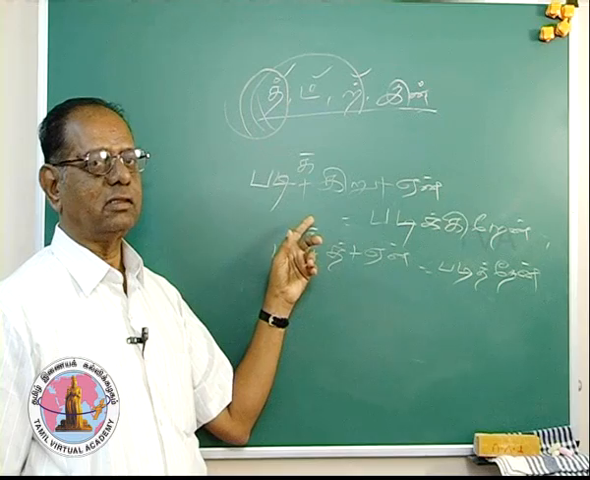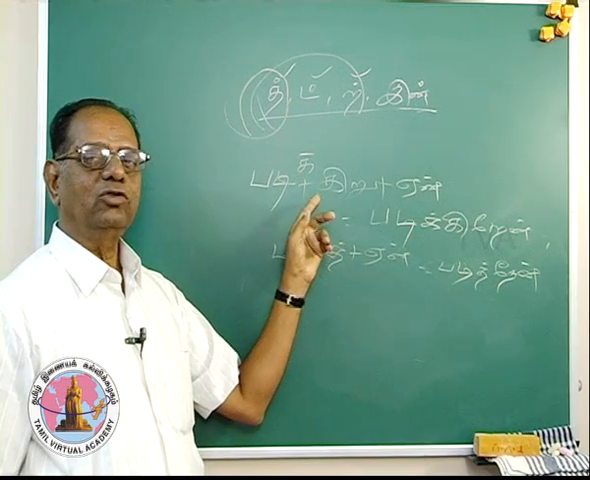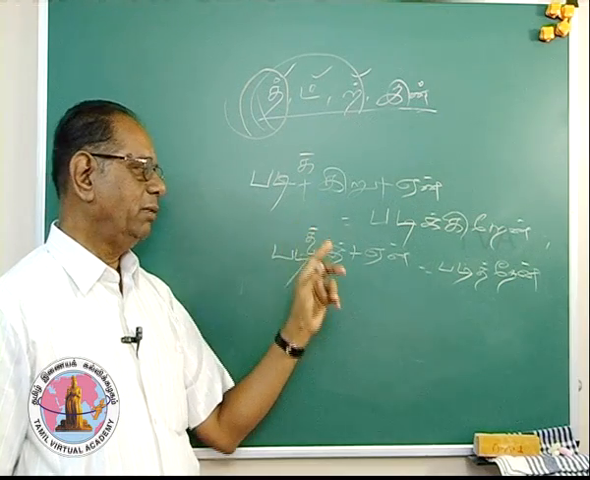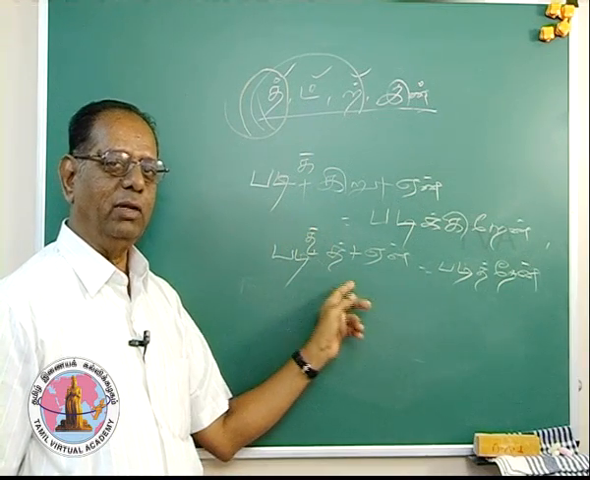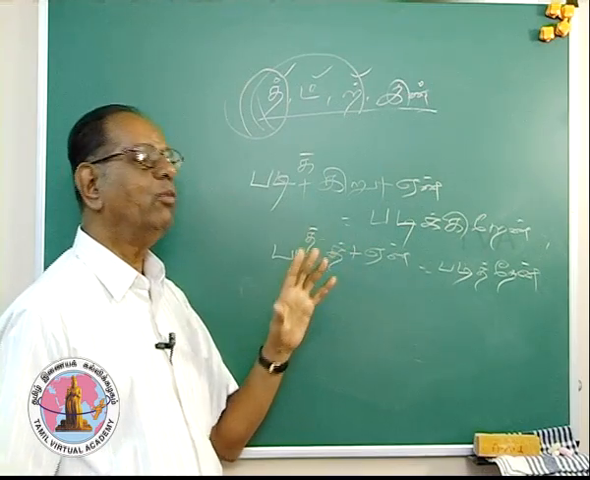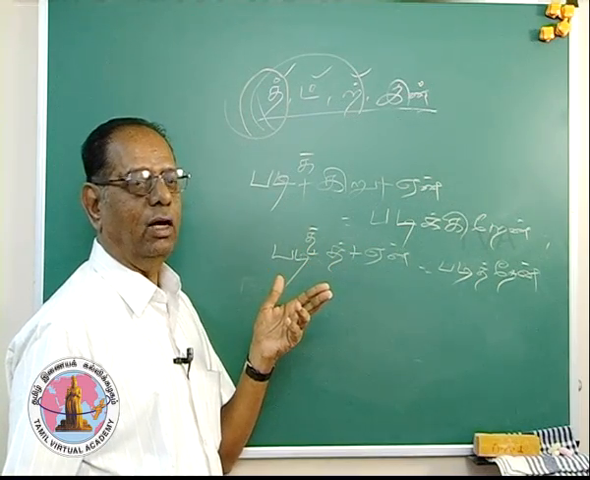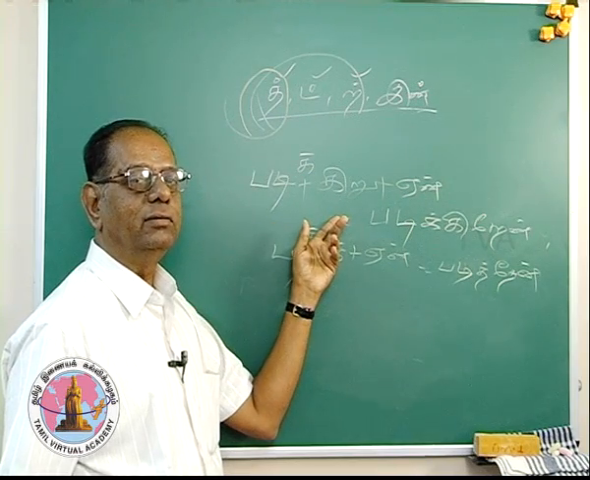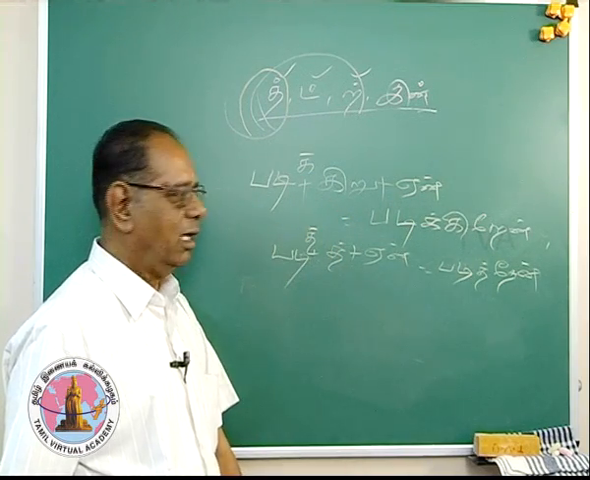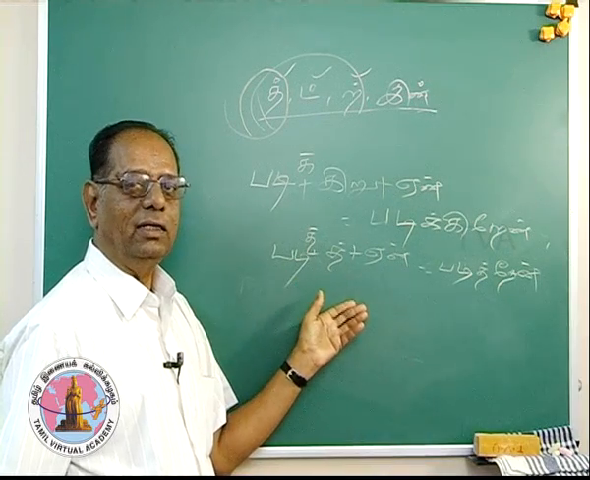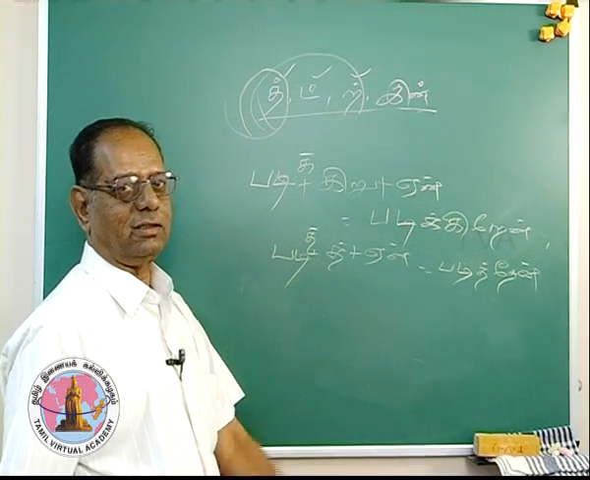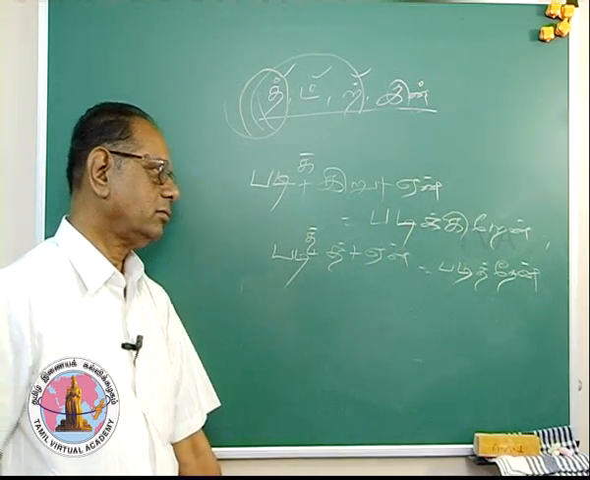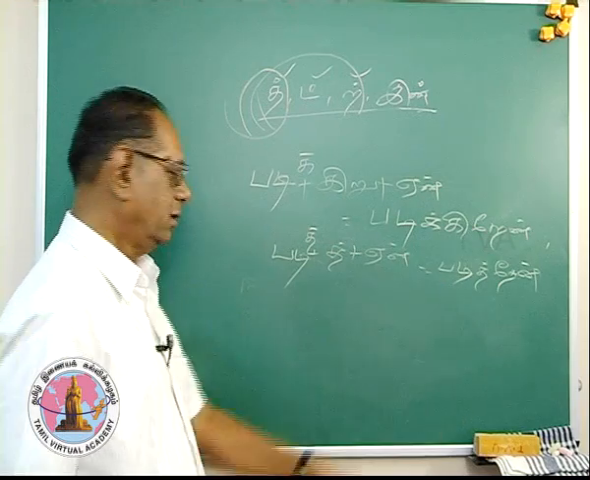Please mark this. In the present tense also there was doubling. In the past tense also there is doubling. So we can come to a conclusion. The verbs which get a doubling in the present tense will automatically get a doubling in the past tense. So padikkiren, padithen.